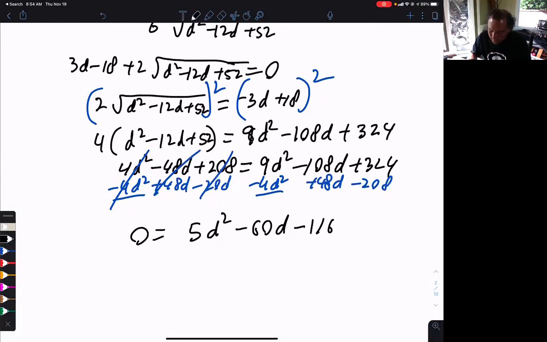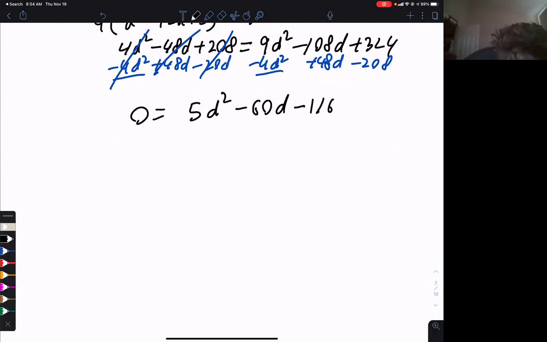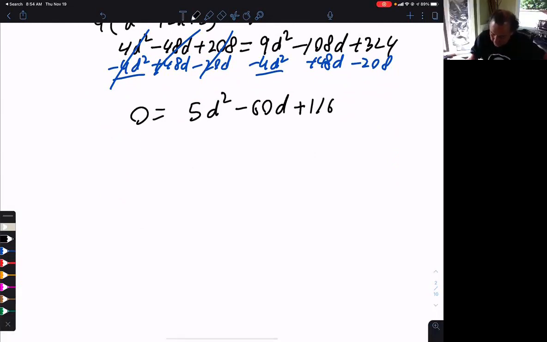And I don't know if that's factorable. Should I use the quadratic formula? Yeah, that's going to be a big number here. Let me go ahead and check this. So Yoshida, the 116 should be positive. Oh, thank you. You guys are saving my life today.